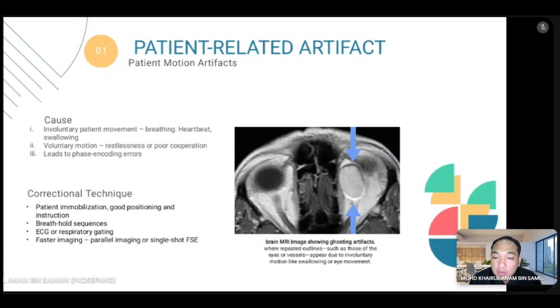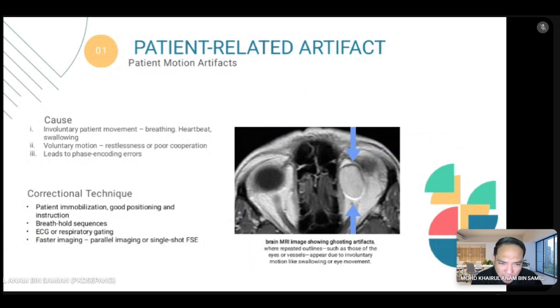What are the correction techniques? Patient immobilization, good positioning, and clear instruction to the patient. For breathing, we can use a breath hold sequence, or we can use ECG or respiratory gating to synchronize with the beat, or use faster imaging, parallel imaging, or single shot FSE.